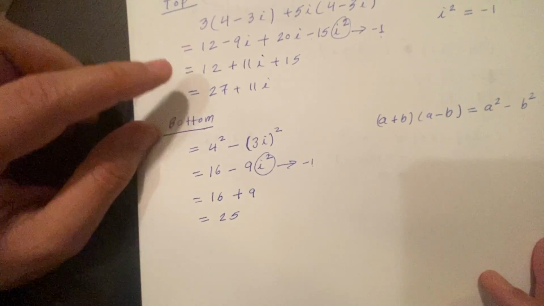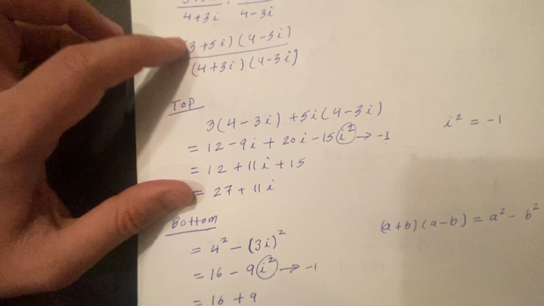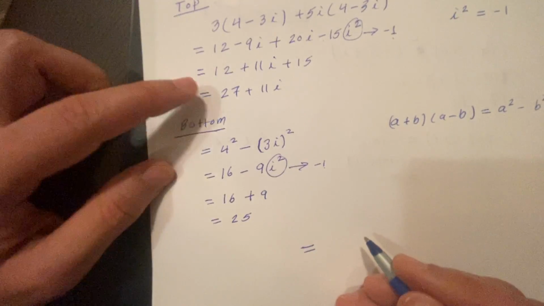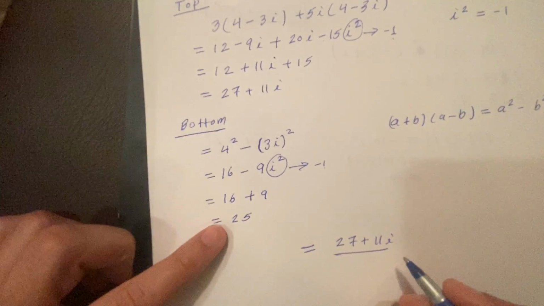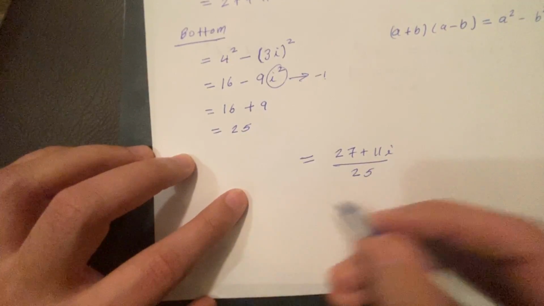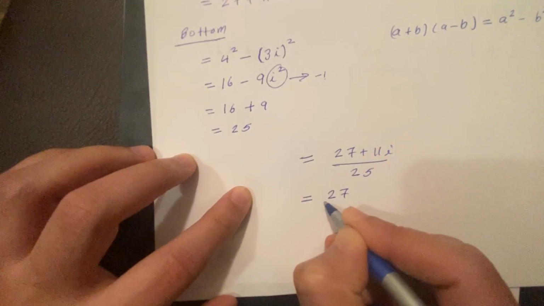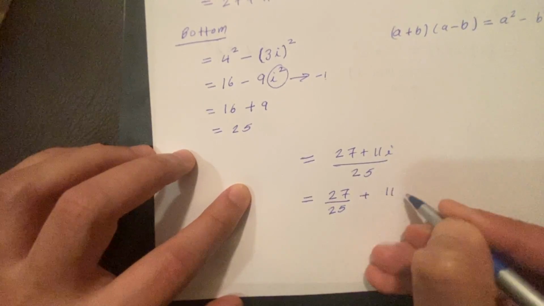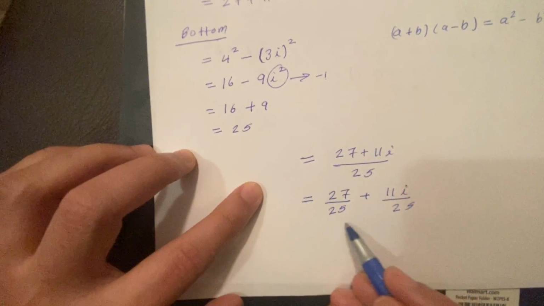All right, so now we got this from the top, we got this from the bottom, so let's just combine this. Our final answer is, for the top we get 27 plus 11i over, for the bottom we get 25. After this, it's okay to leave your answer just like this, or you can do one extra step. Just split this into two terms: 27 over 25 plus 11i over 25. So you're just splitting this 25 to both terms.